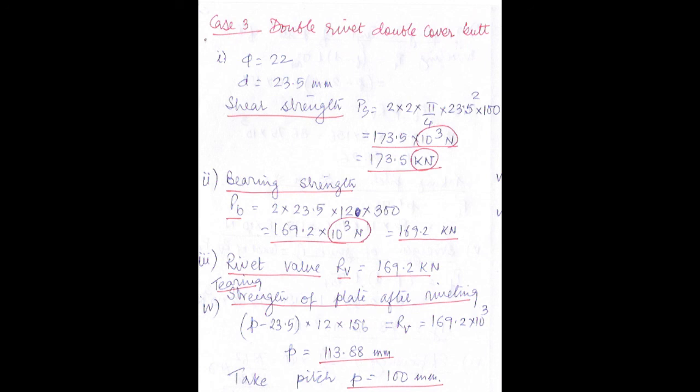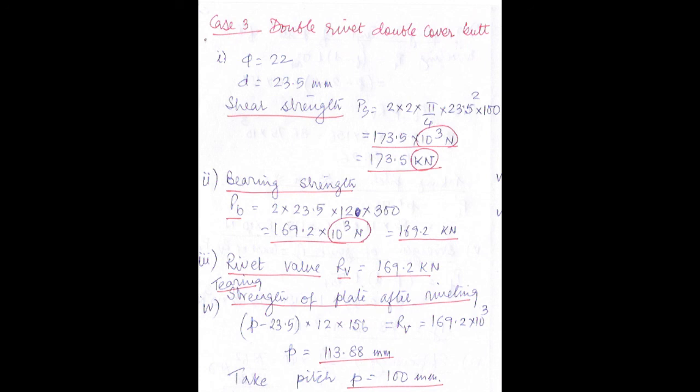Step number 2, bearing strength. PB is equal to 2, because this is double cover. So 2 multiplied by 23.5, that is D. Then T is 12 and then sigma B is 300. This gives out to be 169.2 kilonewton. Step number 3, rivet value. Rivet value is the least of the shearing strength and the bearing strength. So this gives out to be 169.2 kilonewton, because the other value is 173.5, correct? So out of these two, whatever is the lesser value, that value we write over here.